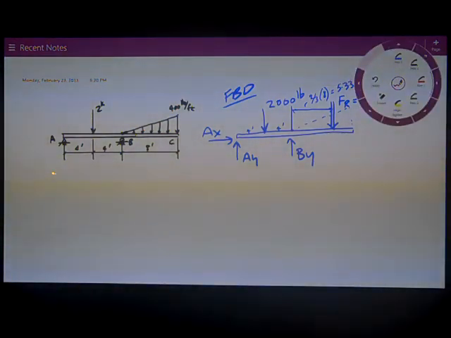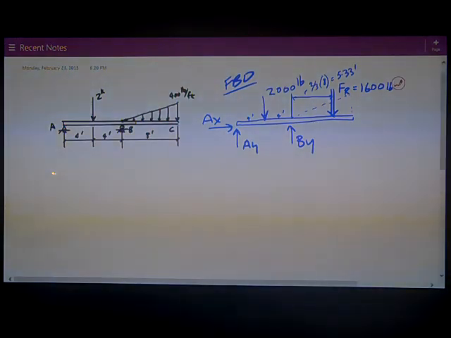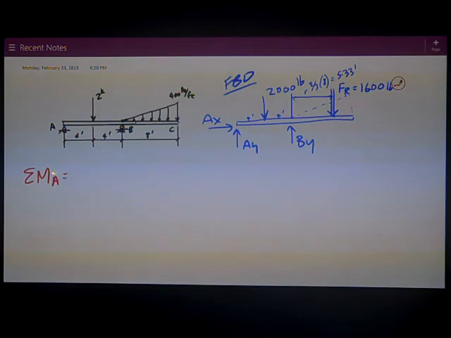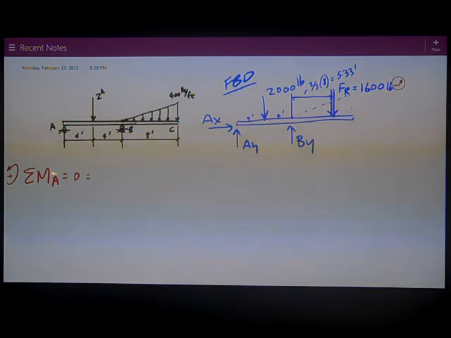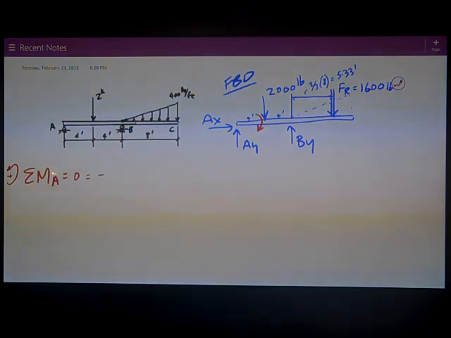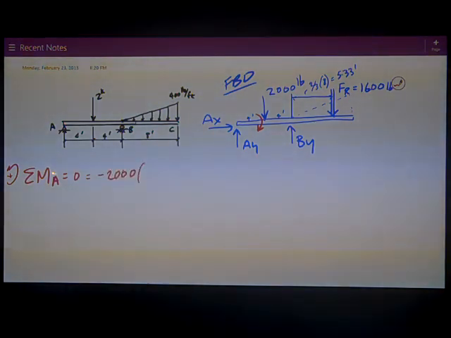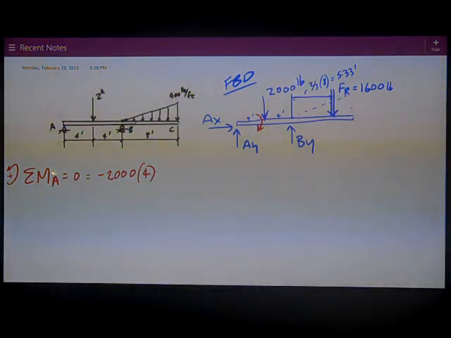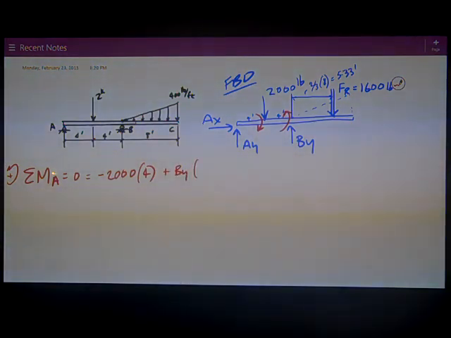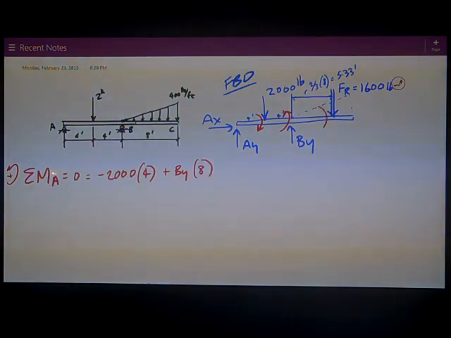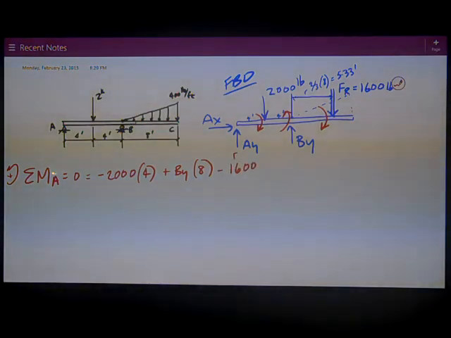Once again, I'm going to sum moments about point A to eliminate those two forces. Sum of the moments about A is equal to 0. Counterclockwise is positive. I'm going to ignore AX and AY, so I've still got the 2,000 creating clockwise rotation, so it's negative 2,000 times 4. These numbers are the same. Now I don't know what BY is. It's different. It's causing counterclockwise rotation, so it's positive BY times 8. And I've got FR creating clockwise rotation, so it's negative 1,600 is what FR is.